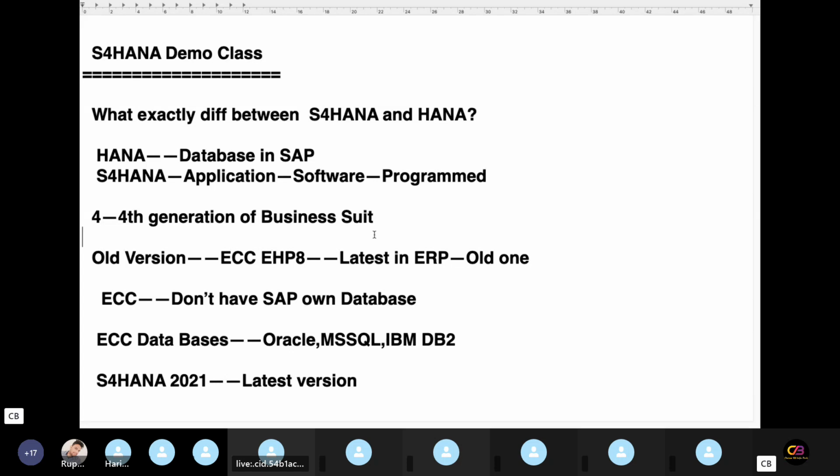ECC is the old version, right? They did not have SAP's own database before S4HANA. Earlier it was integrated with third party tools like Oracle, MS SQL, IBM DB2. After some days, SAP came up with a new database called the HANA database. HANA stands for High Performance Analytic Appliance. This database has been designed so that we can do activities in parallel processing. This database is more powerful compared to the ECC databases.